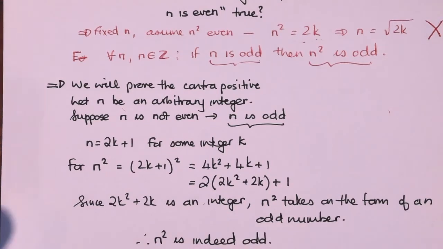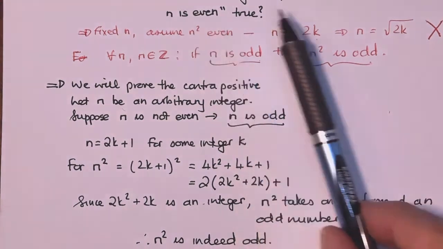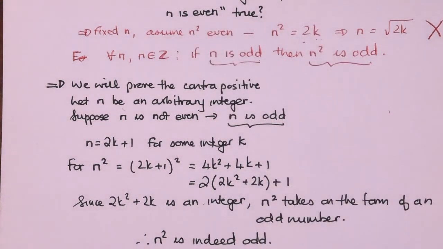Okay, so we've proved it, and we've proved it by contrapositive. Now if the contrapositive is true, then the initial statement will be true as well. So this is an example of a proof by contrapositive.